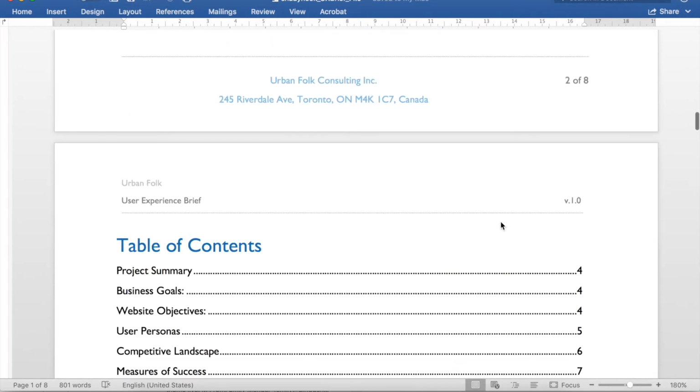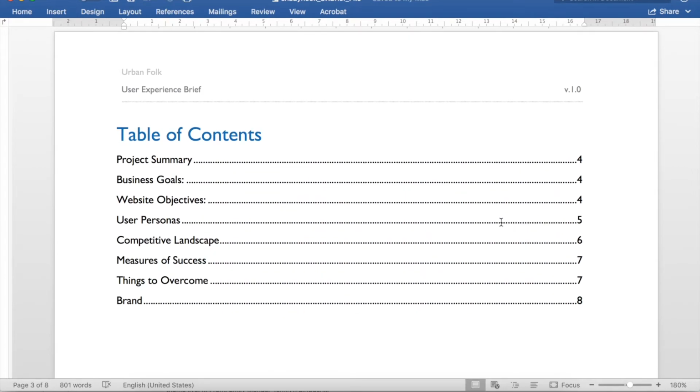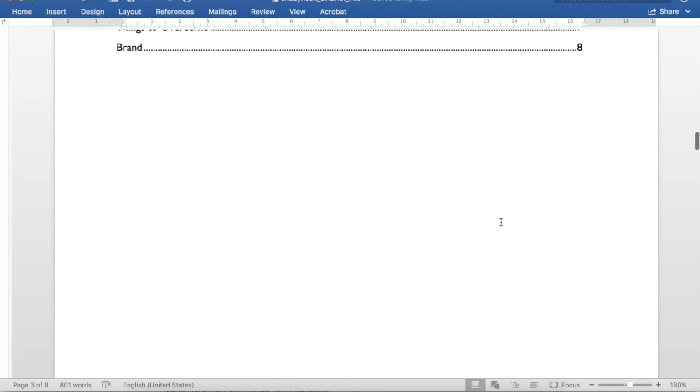A product summary, business goals and website objectives, user information and personas, of course, if possible, competitive review, measures of success, and of course things to overcome, those challenges that we discussed in the lead up to this. And one of the parts of this engagement was actually to reinvigorate the brand and redesign the corporate logo and reciprocal elements of that brand. So this brief will contain a little bit more about brand than most.